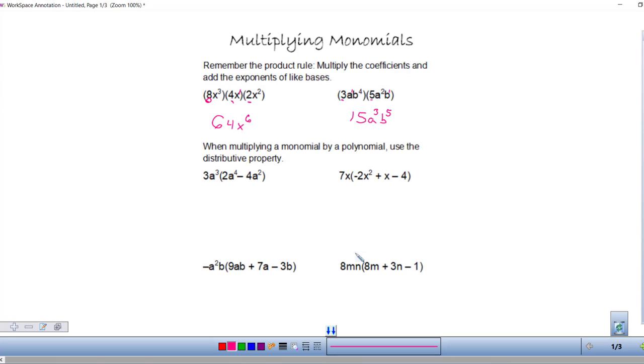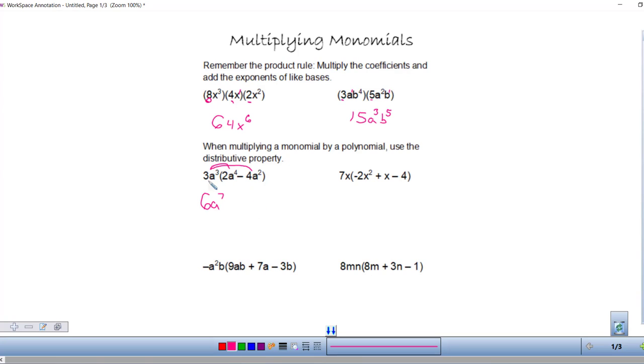any type of polynomial. So now if we have a monomial times a polynomial, we have to use the distributive property. I have to multiply this 3a cubed times both pieces in parentheses. So that's the distributive property. 3 times 2 is 6. a to the third times a to the fourth would be a to the seventh. Remember, we add those exponents.